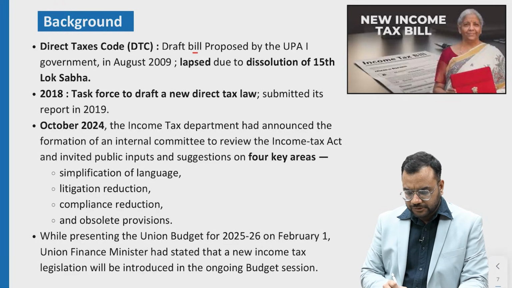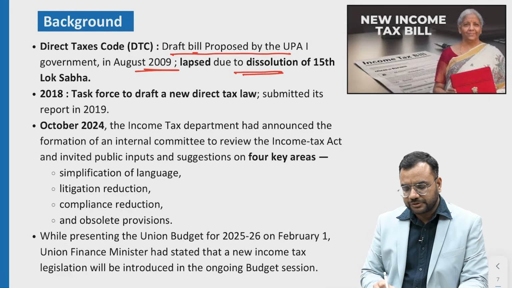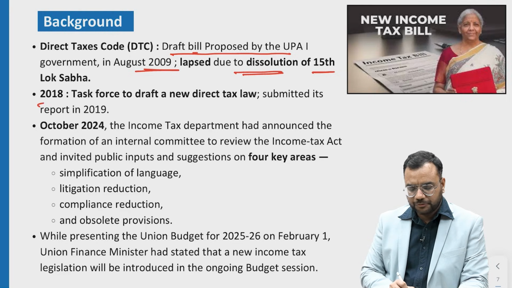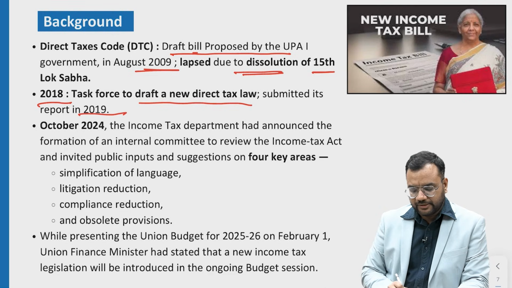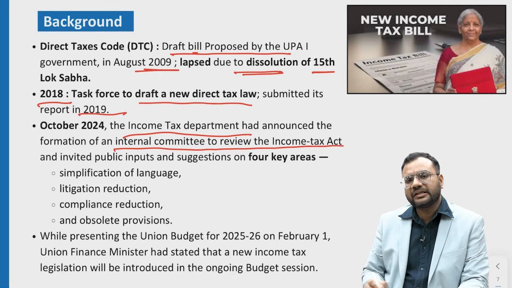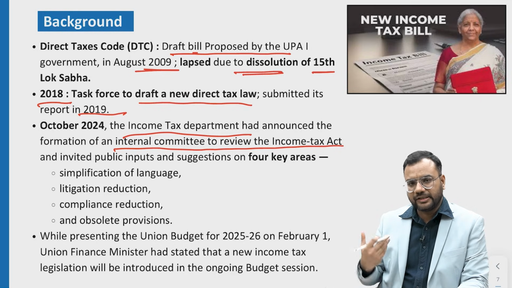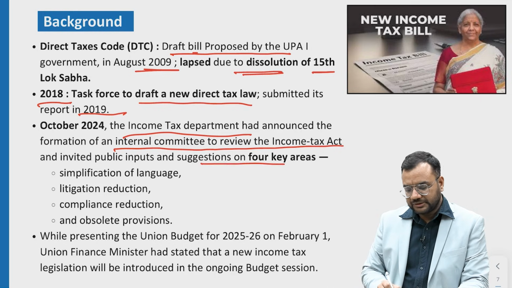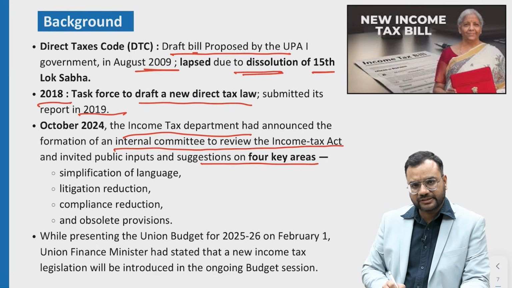The direct tax code was proposed by the UPA government in August 2009, but it lapsed due to the dissolution of the 15th Lok Sabha. In 2018, what happened? A task force was created to prepare a draft new direct tax law, which submitted its report in 2019. Then in October 2024, the Income Tax Department announced the formation of an internal committee to review the Income Tax Act, and invited public inputs and suggestions on 4 key areas. First was simplification of language, second was litigation reduction, third was compliance reduction, and fourth was obsolete provisions.